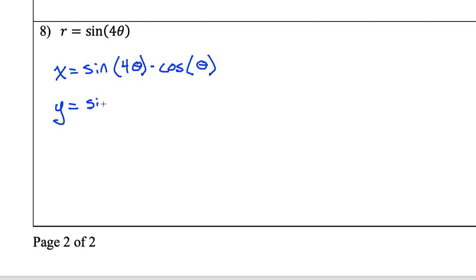All right, and our final problem for worksheet 1-3, this is going to be x is equal to sine of 4 theta times cosine of theta. And y is equal to sine of 4 theta times sine of theta. And this one is not sine squared because you have a different argument, a different inside. And yeah, that's our last problem. That concludes worksheet 1-3.